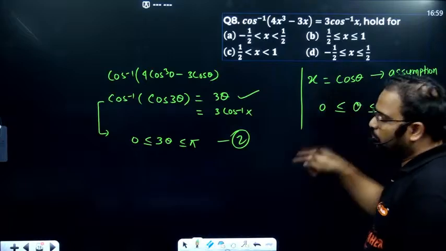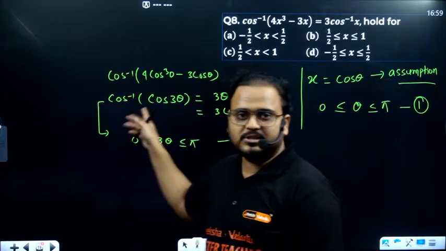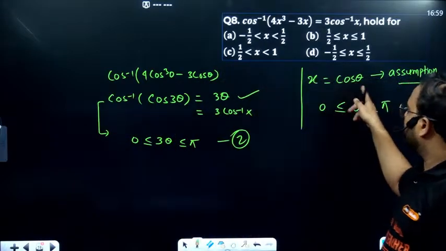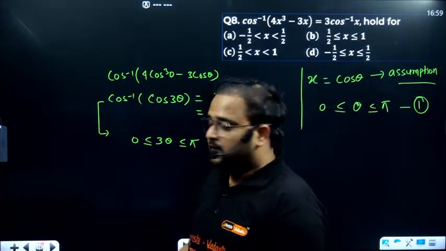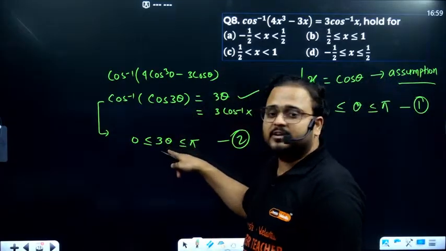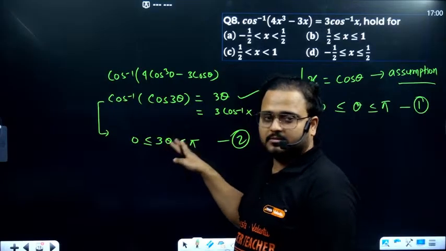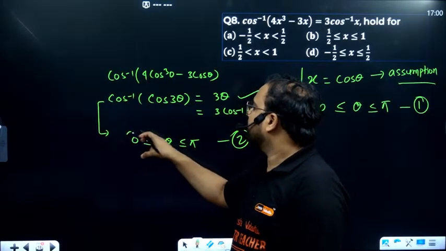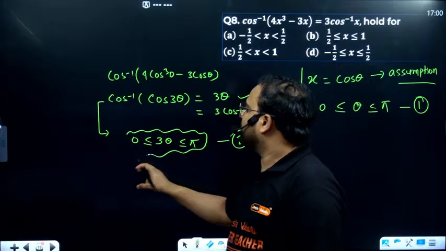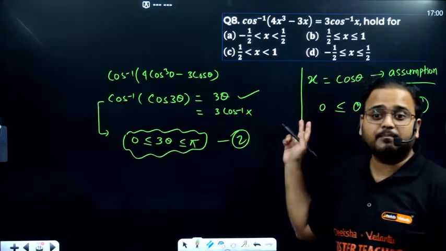We have assumed x as cos theta to prove this. When you assume, you have to define the domain as well, right? For the cos function, the domain is 0 to pi. This is the result-oriented domain, basically the constraint on theta. This property is true only when this principal value branch is validated. So I have to take both together.